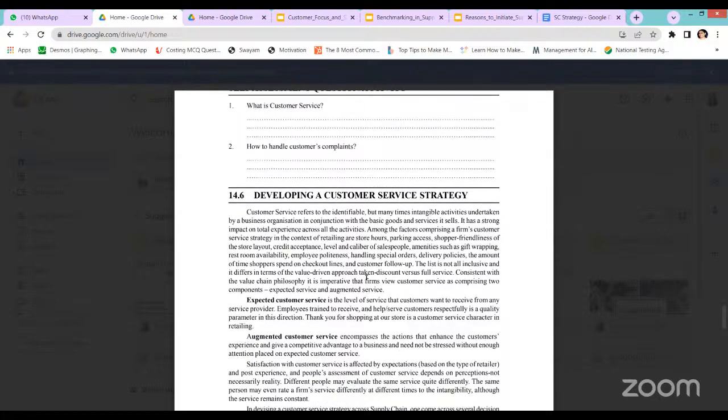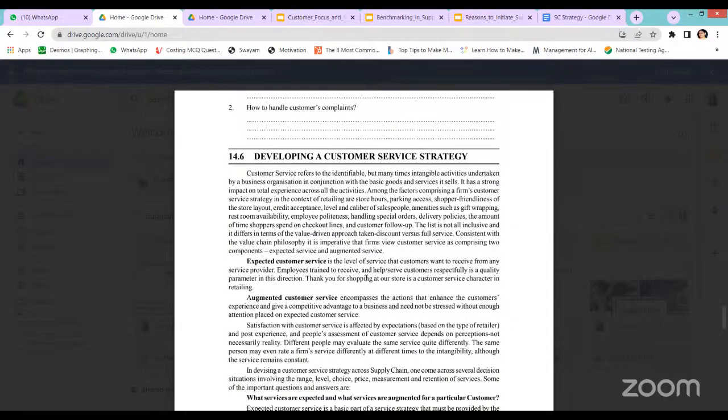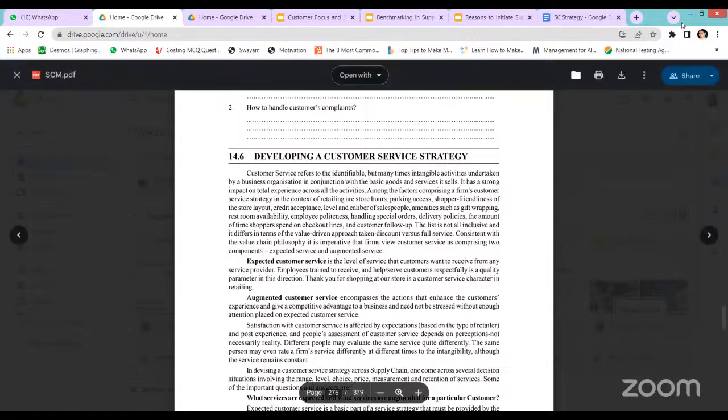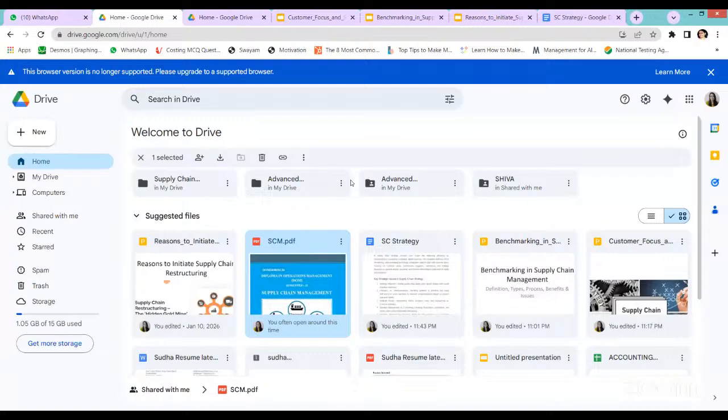Next one is developing a customer service strategy. Yes, how a company, because we said, customer service refers to the identifiable but many times intangible activities undertaken by a business organization. Because along with the goods and services delivery, there are various activities involved in a company, which involve intangible services, intangible activities, which you cannot measure in terms of money.